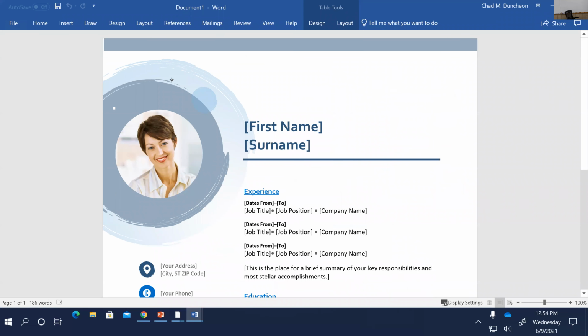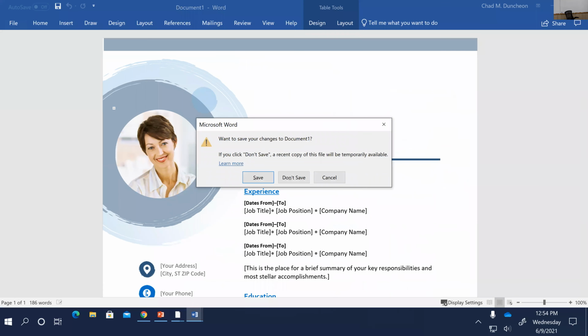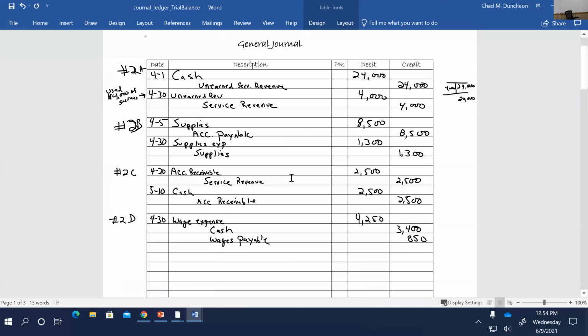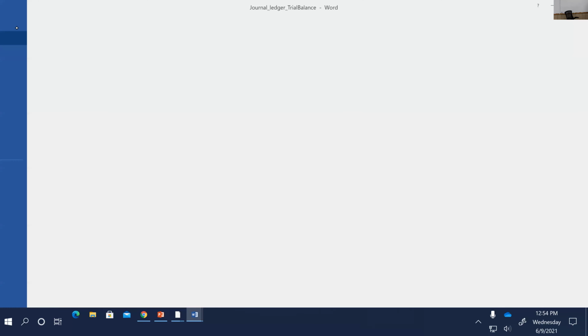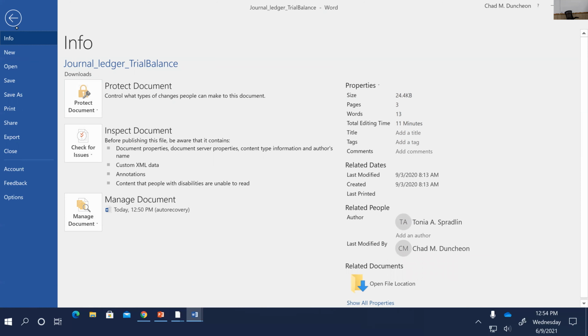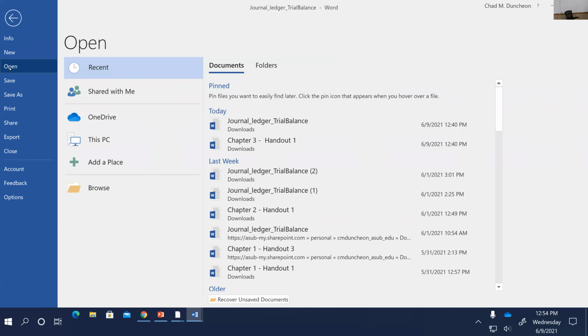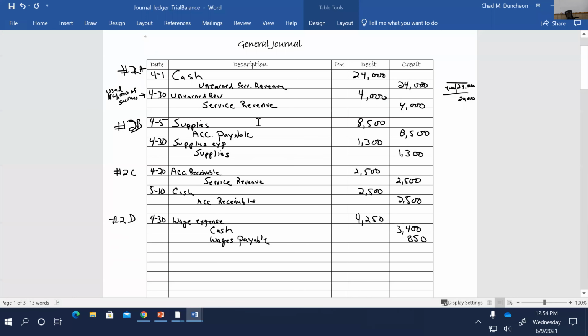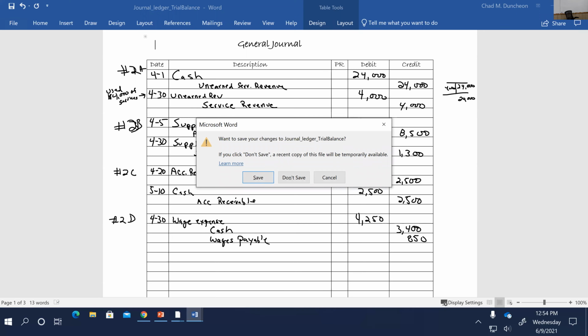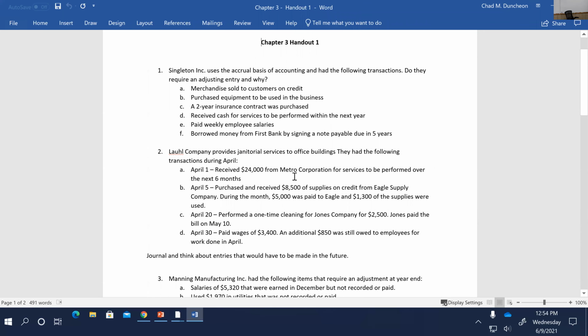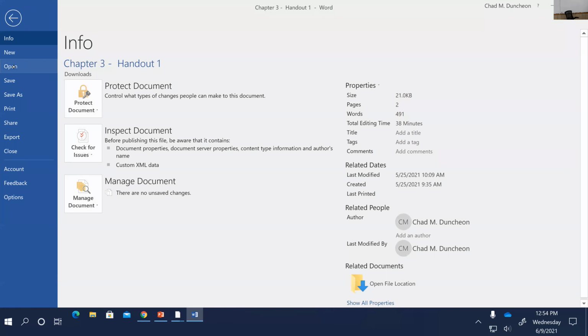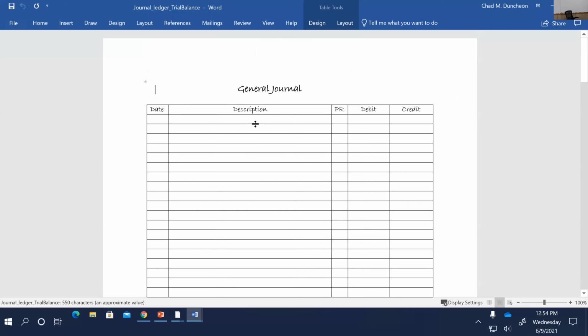I don't want that. Let's just close it. Now let's open it again, because I want it to be clean.